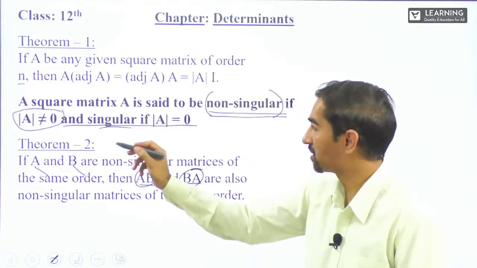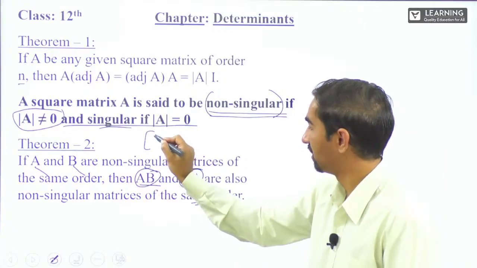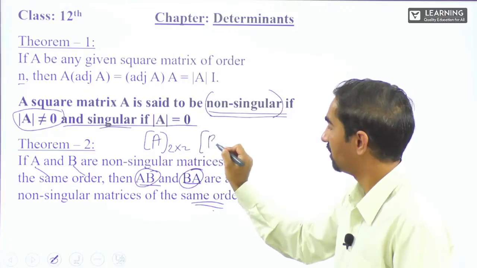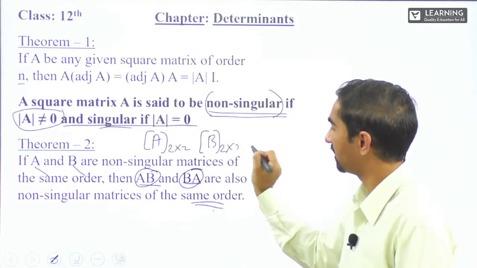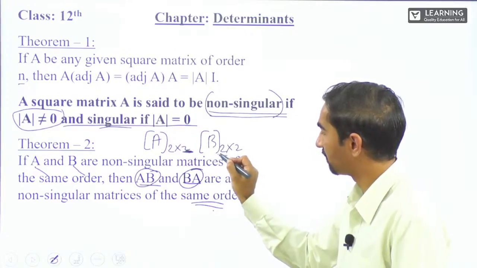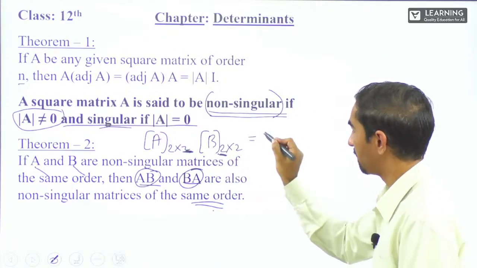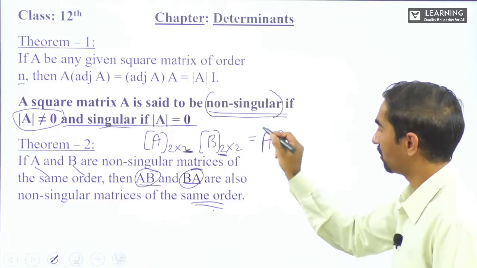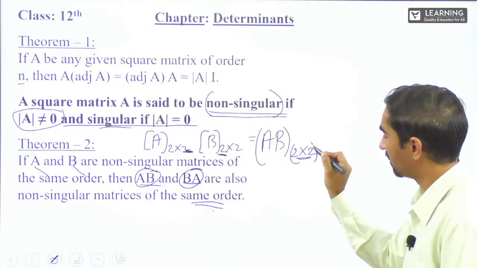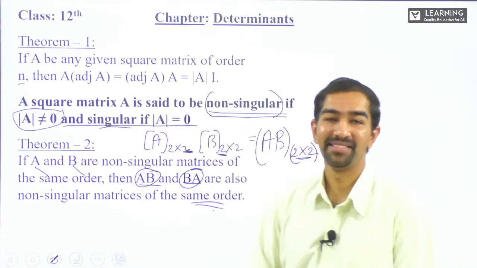So same order means what? So we'll not take any example. So directly, matrix A of order 2 cross 2 and matrix B of order 2 cross 2. Can we multiply them? Yes. Why? Because the number of columns of A is equal to the number of rows of B. So here what would be the product of AB? The product of AB would be 2 cross 2. So this will be the order of the product AB.